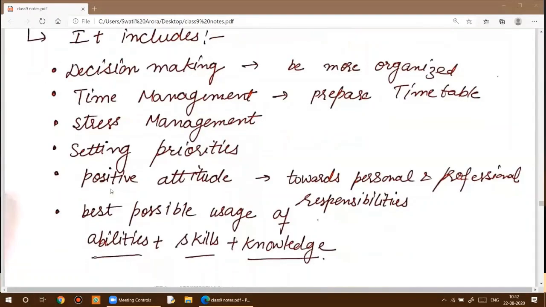And you should have a positive mindset also. Because if the positive mindset is not there, then you will always be thinking negative. And if you are negative, then you are under stress. If you are under stress, your capability or efficiency will decrease. So always have a positive mindset. And that will help you to maintain the balance between your personal and professional responsibilities, or we can say personal and professional life.